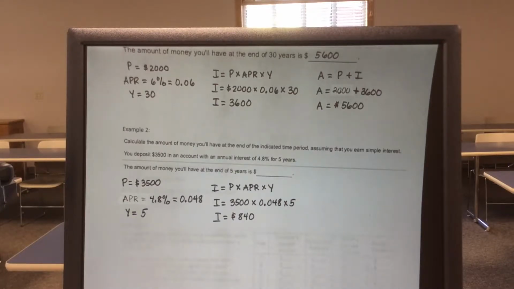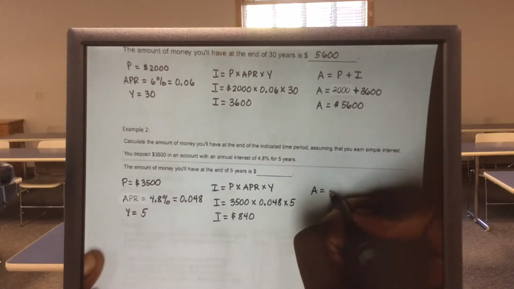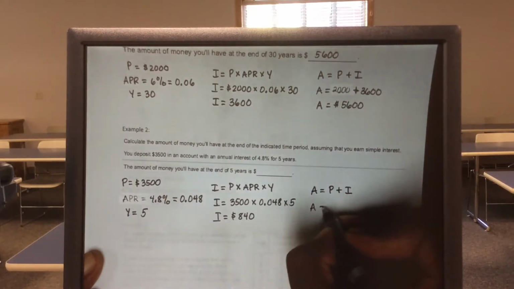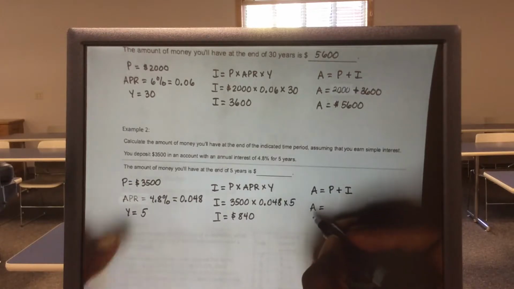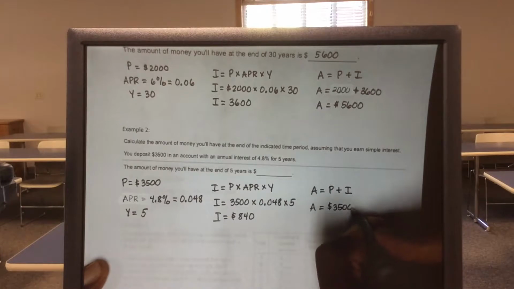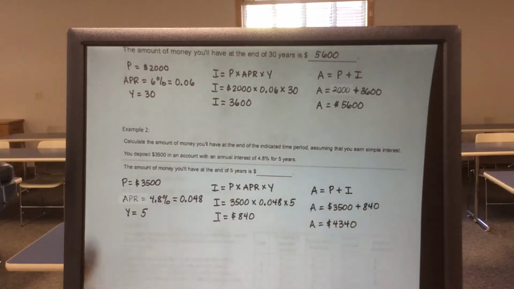Now the amount at the end of 5 years, in this case, to find that out, we have to do the amount equaling the principal plus your interest. Here your principal was $3,500. We're going to add that to the interest of $840. Add those two together, your sum will be $4,340. That will be the amount you will have at the end of 5 years.